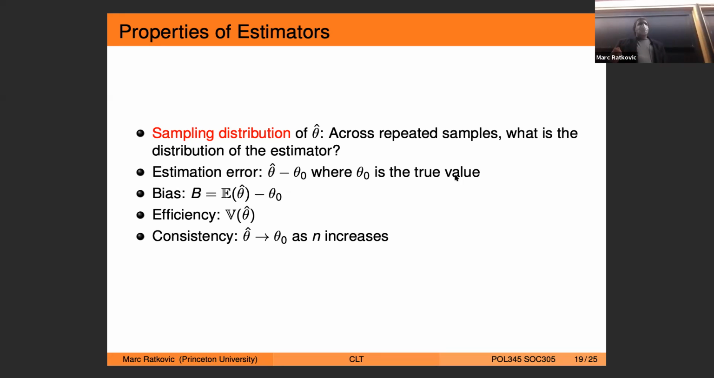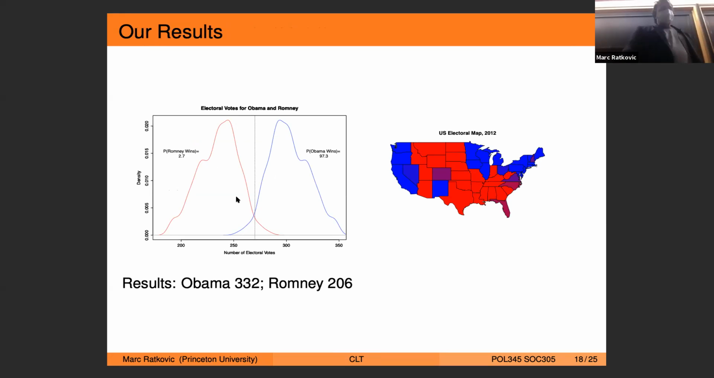So the sampling distribution of an estimate is, across repeated samples, what is the distribution of that estimator? In this example here, the sampling distribution of electoral votes looks like this. It turns out to be kind of normal, but not exactly normal, because the electoral votes come in and out in clumps, right? Like you either win a state or not. So it adds a little bit of skewness to the statistic, but that's still reasonably normal looking, at least as a social scientist looking at it. So if we look at the estimate for Romney's electoral votes, this is our sampling distribution. Our estimate across repeated samples looks like this.